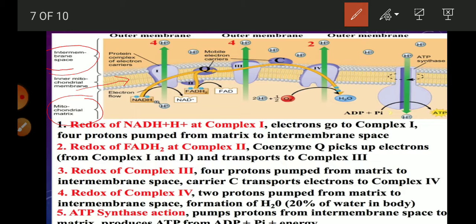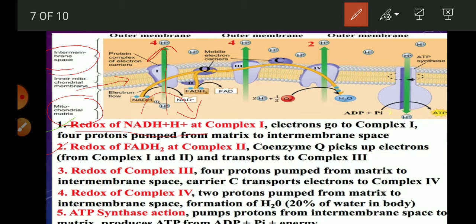So the first reaction which we see here is the redox of NADH plus H+ at complex 1. It means a redox reaction occurs. The reduced NADH will oxidize into NAD+, and electrons go to complex 1. Four protons are pumped out of complex 1 in response to the oxidation of NADH.